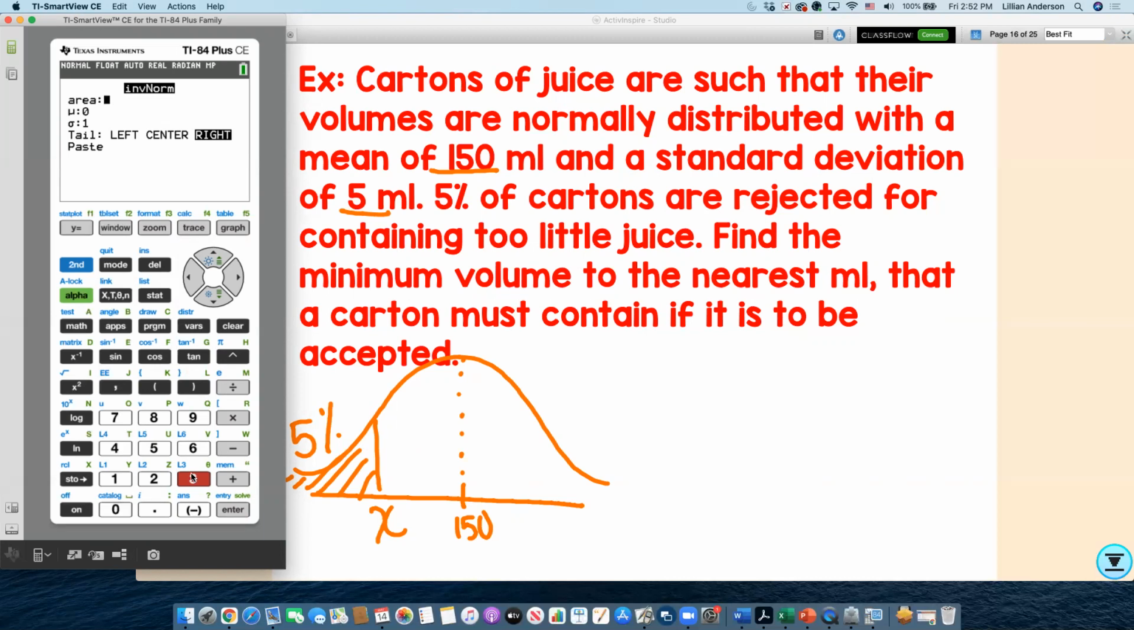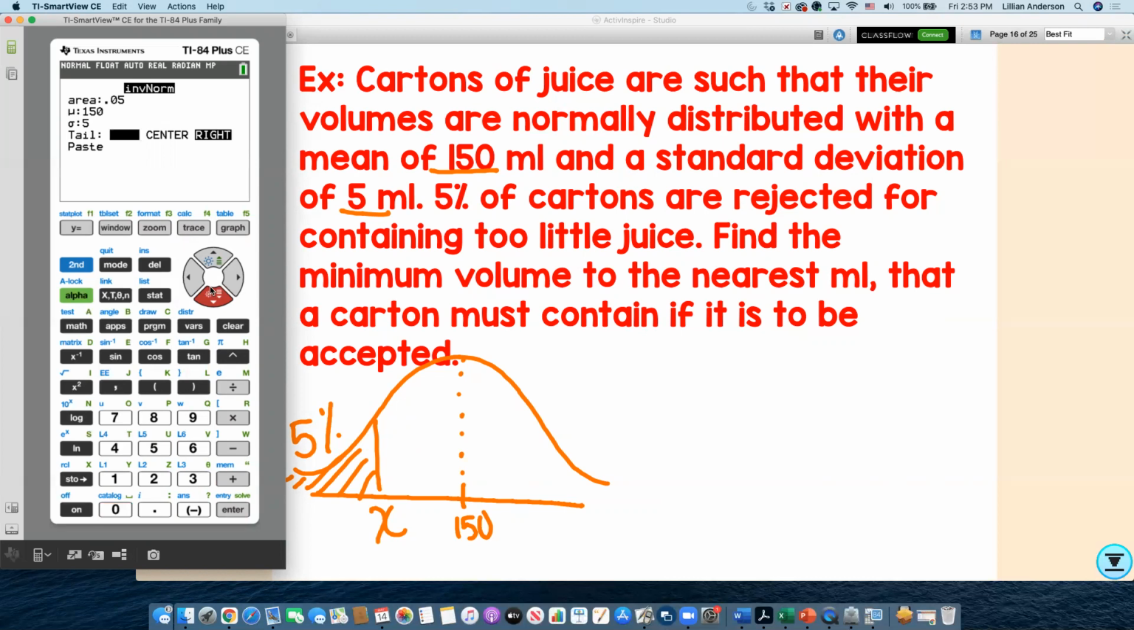So area represents the probability. Probability was 5%. So convert that to a probability. What would that be? 0.05. I type that in for my area. Area means the probability of the shaded region. The mean was 150. The standard deviation is 5. Now, for those who actually have this next line tail, you have to tell your calculator, okay, is my shaded region to the left? Is my shaded region in between two values, center, or is it shaded to the right? Where's my shading?